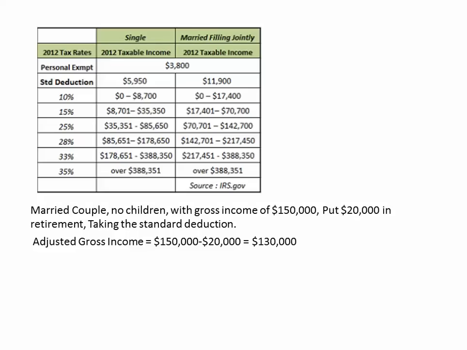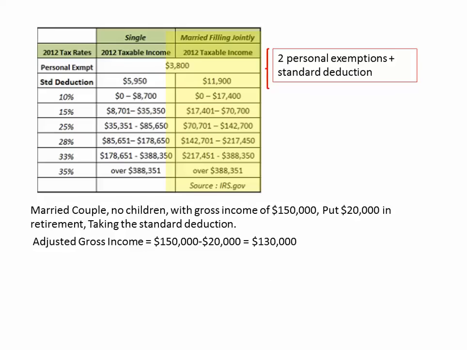Now, from that adjusted gross income, we find their taxable income by subtracting a personal exemption for each of them, there are two of them, and the standard deduction, because they're not itemizing their deductions. So we're looking at this table for the married couple: two personal exemptions plus a standard deduction of 11,900. We did the 130,000 minus 2 times 3,800 plus 11,900, and their taxable income is 110,500.